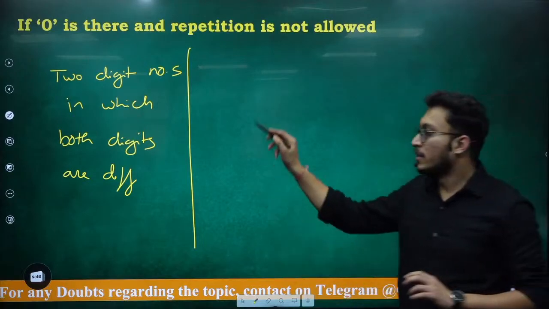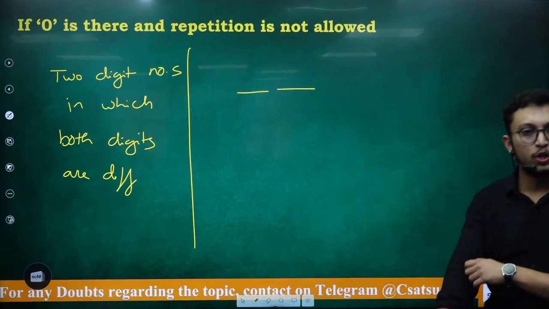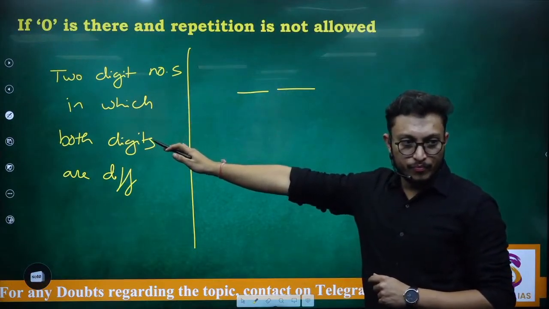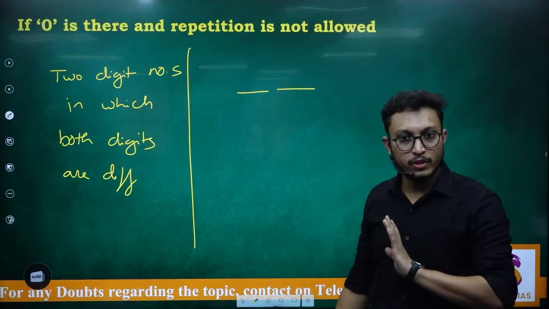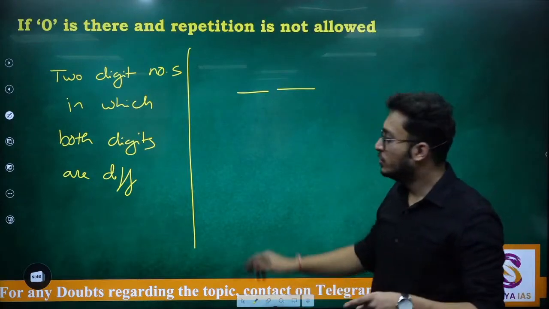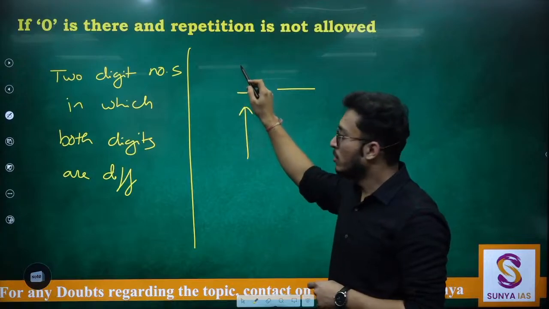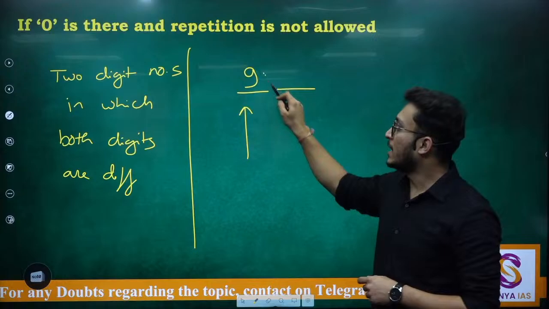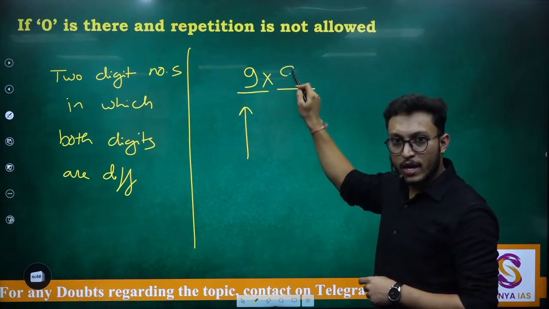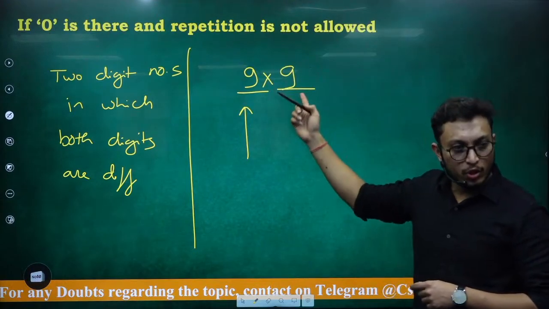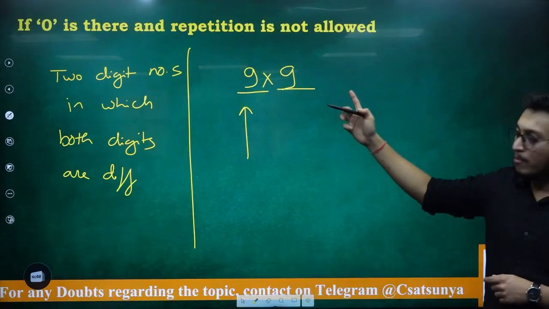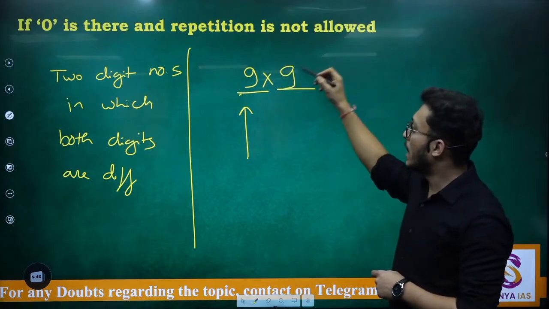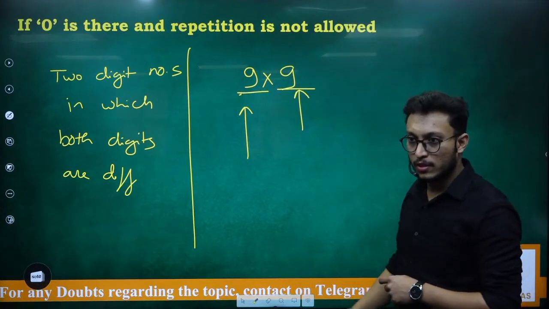कैसे करेंगे? There are 2 places to be filled, 2-digit number है. Total पूछा है. I have 0 to 9 available with me. I cannot fill 0 in the first place, so 9. Repetition is not allowed. 9 या 8? 9. Why? Now I have 0 available with me for this place, but I cannot fill that particular digit which I filled here. So in total I have 9 options for this place.